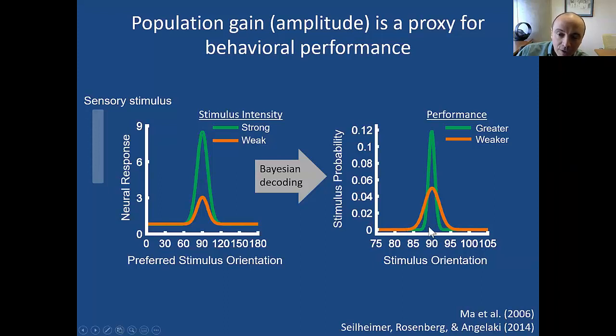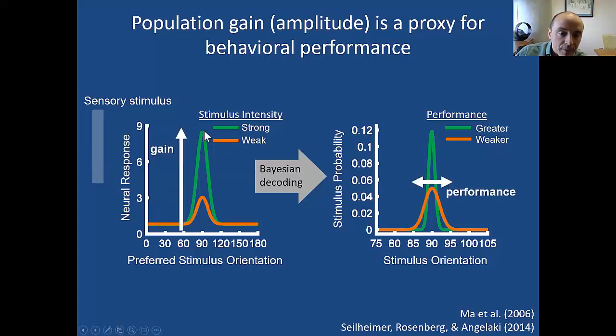So the most likely stimulus given that population response is 90 degrees, and an oblique bar is very, very unlikely, and a horizontal bar would be even less likely. What you should take away from this is that these strong population responses give rise to tall and narrow probability density functions. So there's greater certainty about what the stimulus was when the stimulus response of the neurons was stronger, and the density function is shorter and broader, so there's less certainty when the population response is weaker.